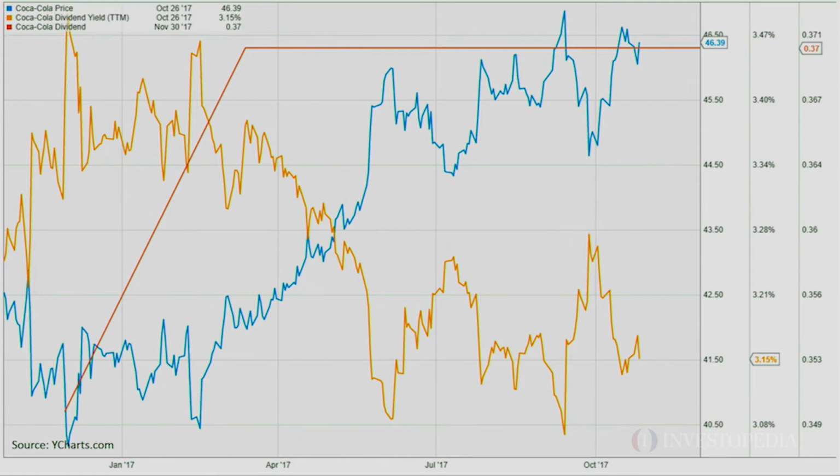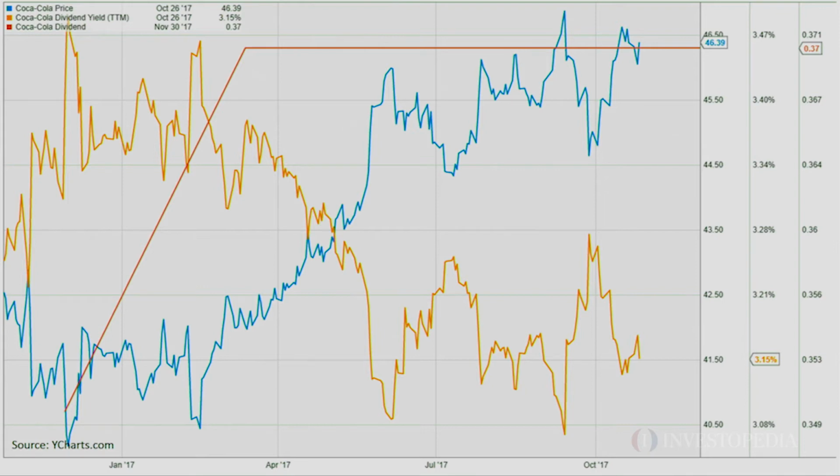I also have their dividend. Now the dividend is this red line that's not moving anywhere. This is over a pretty short period of time. So they raise their dividend, and that's just the cash amount or the cash value of that dividend. The blue line is the price of Coca-Cola, the stock. The symbol is KO. And the gold line in this case, that's their dividend yield.